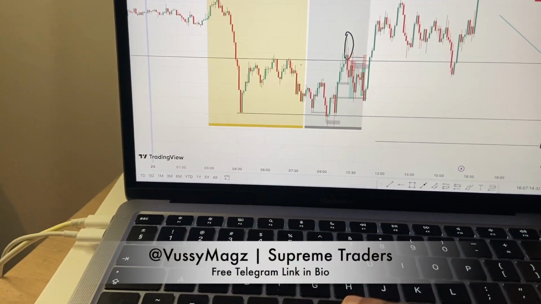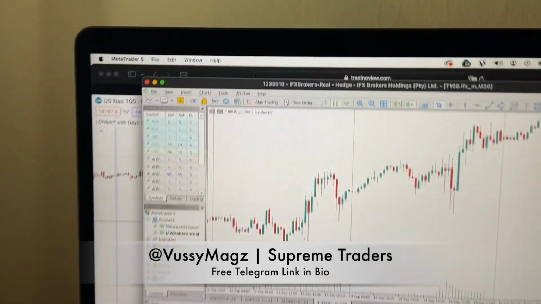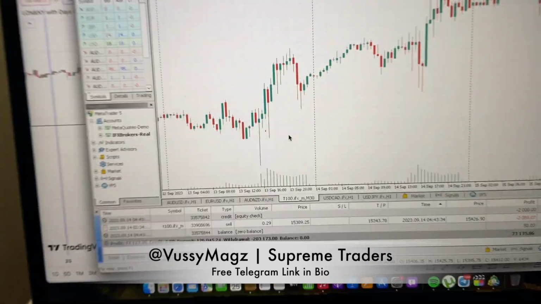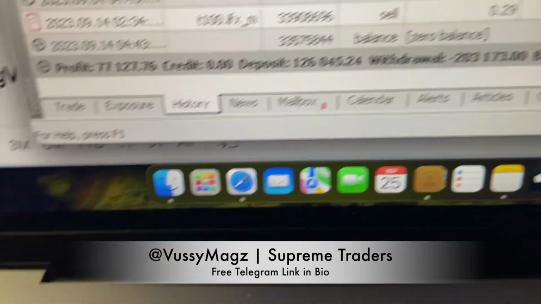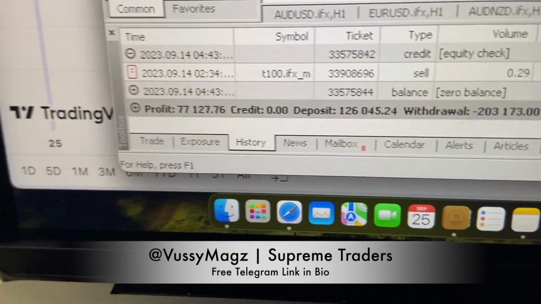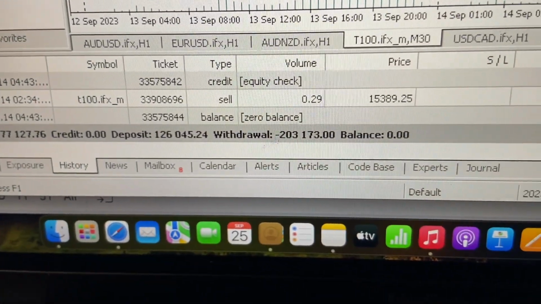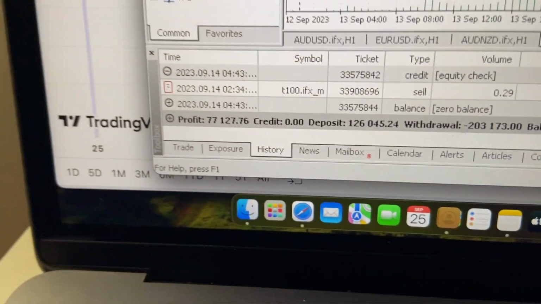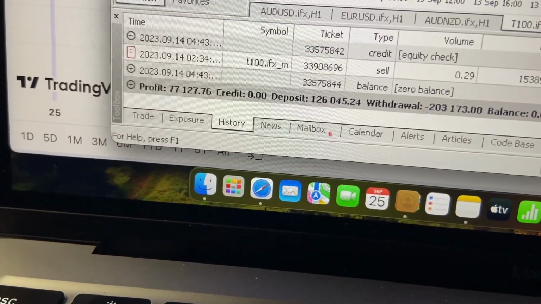In today's video, I'm going to show you guys how to trade NASDAQ 100. You can see this is a real account. If you go down and pay attention, you will see that total deposit is 126k and profit is 77k, withdrawal 200 and something. So I've withdrawn everything from this account, but this is basically what's been going on.